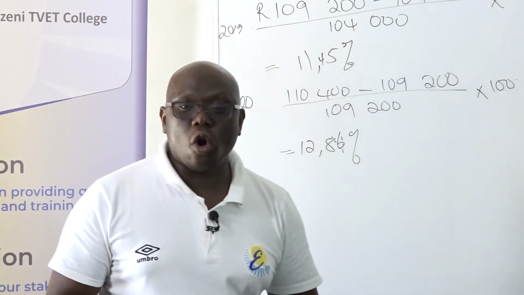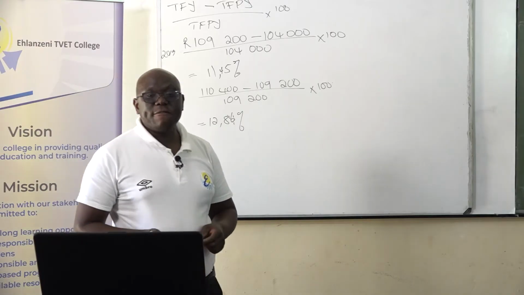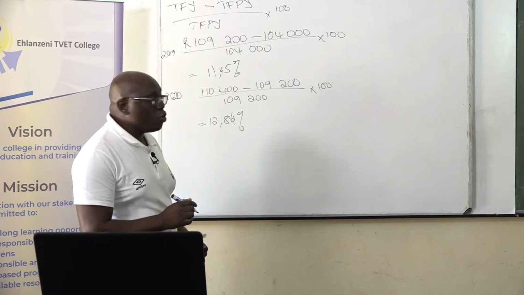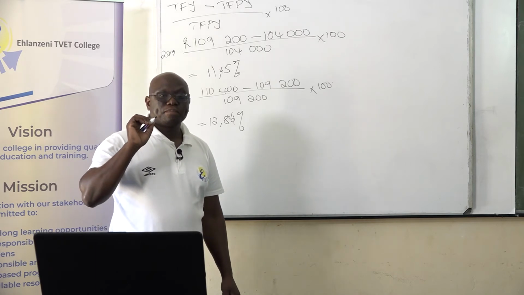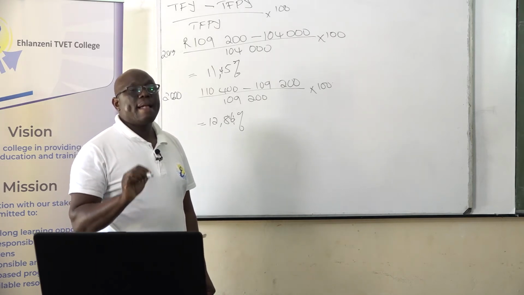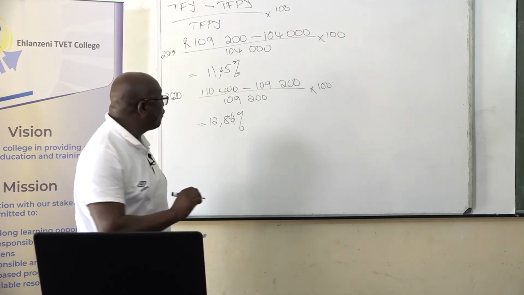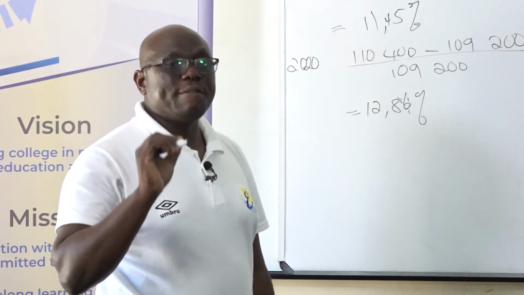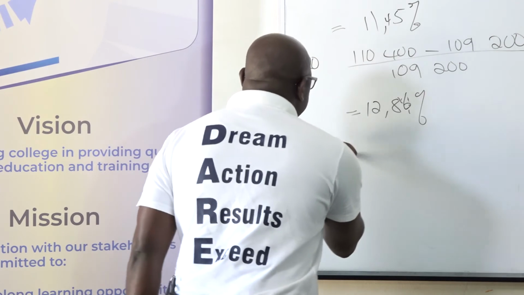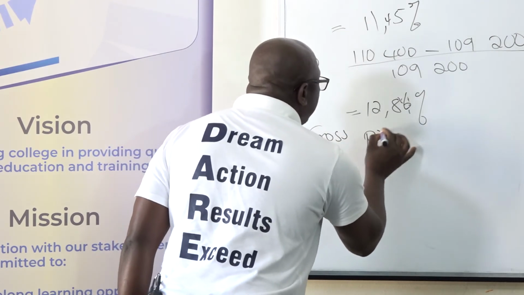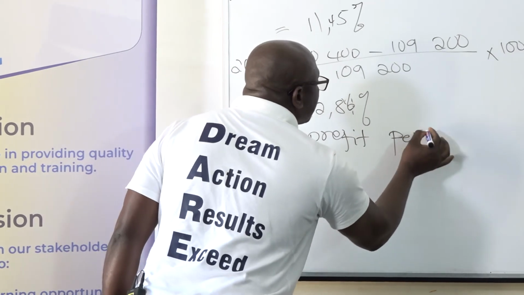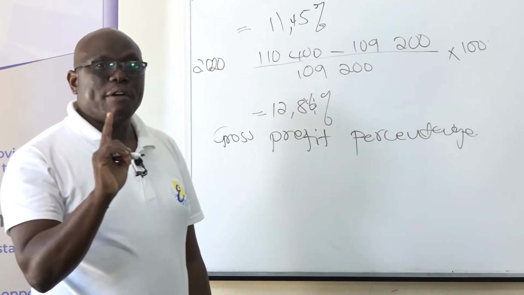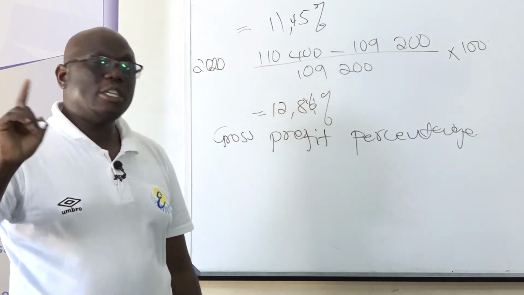So let us also look at the calculation for the profitability ratio. In the profitability ratio, we said there is a gross profit percentage and the net profit percentage. Let's start with the gross profit percentage. The formula says gross profit divided by the turnover, multiplied by 100.